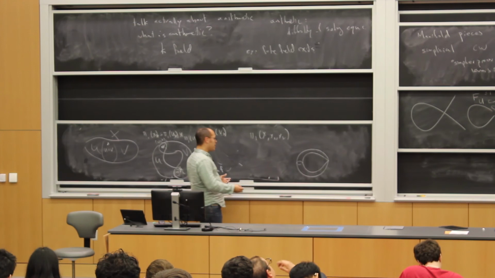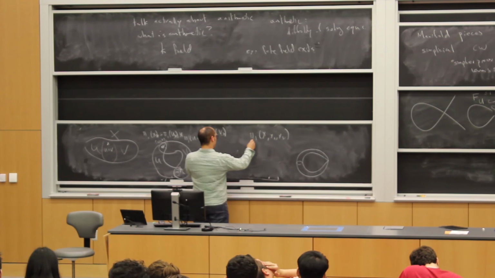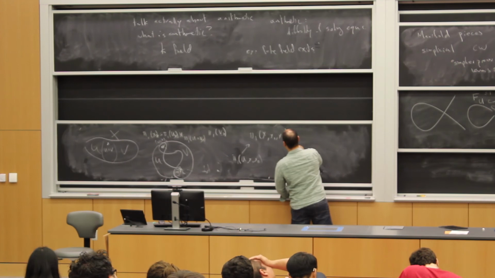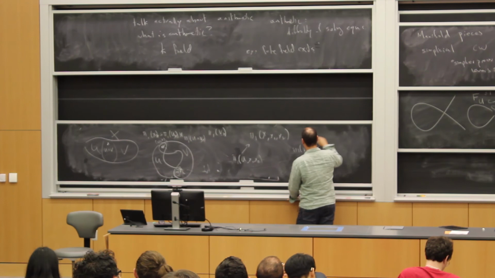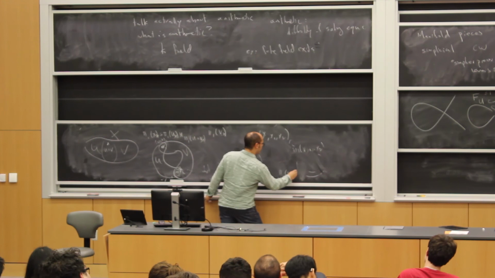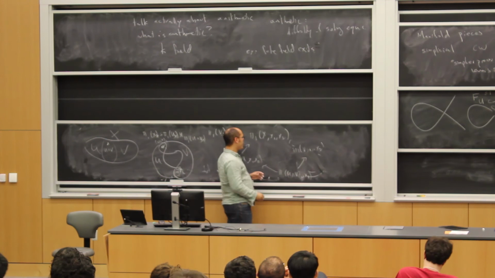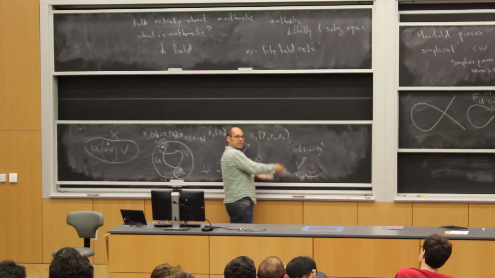And the deal is, this thing receives maps from pi 1 of U in these two base points, and pi 1 of V in these two base points. Each of these receives maps from pi 1 of U intersect V_1 in the first base point, and they also receive maps from the other one in those other two base points. And really, this is the pushout in the category of groupoids of this diagram of groupoids.